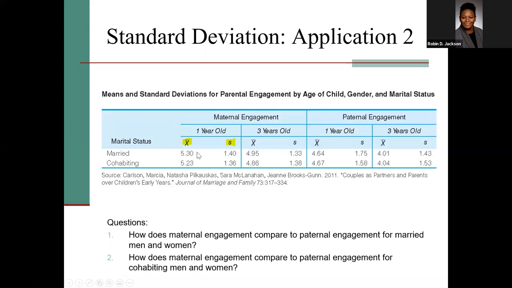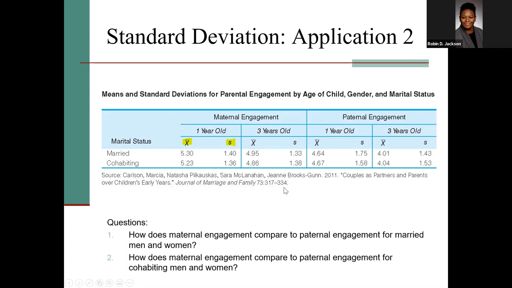So you could look at maternal engagement for a married woman with a 1-year-old versus paternal engagement for a married man with a 1-year-old. And you'll see that the maternal engagement, the mean is higher, and there's less variation because that standard deviation score is lower. Whereas the paternal engagement is lower and that standard deviation is higher than it is over here. So that's what's being looked at.